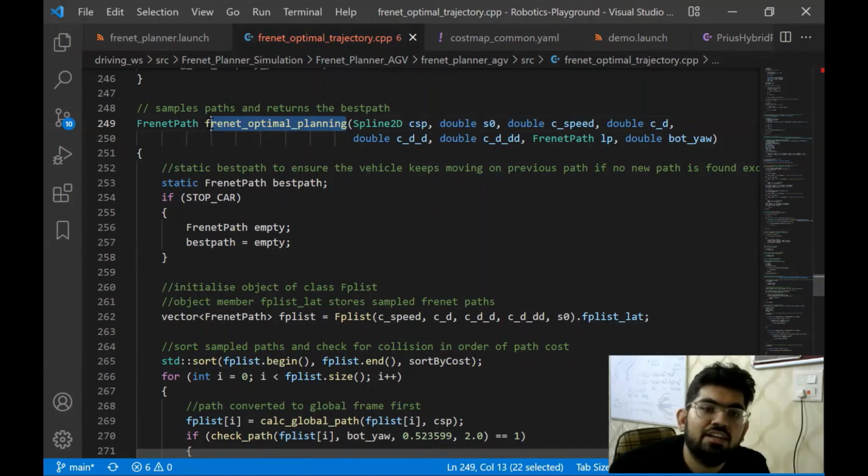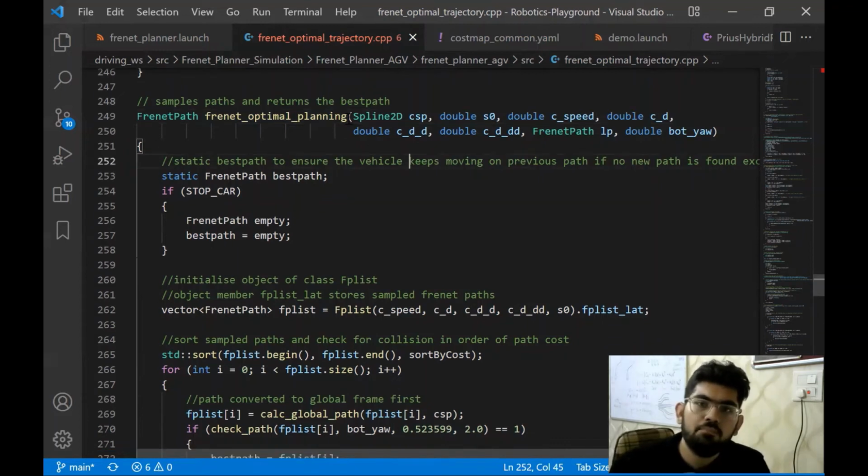Here we have this function Frenet optimal planning that actually computes all the path and gives us the final path to follow. During implementation, as we discussed, the robot calculates a path, follows it for some certain time, and again recalculates the path and then follows that new path. In this iterative manner, the path planning goes on.